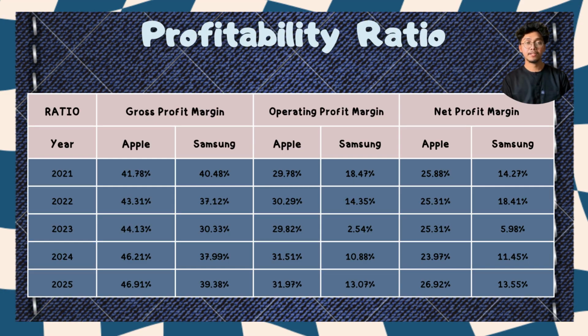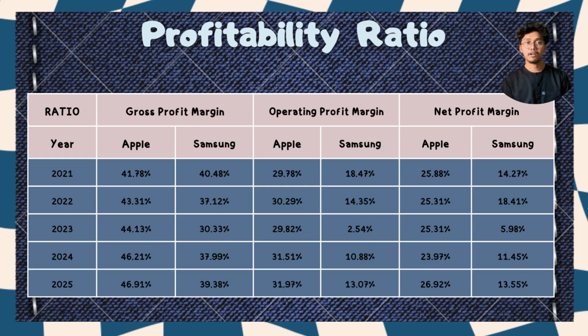Next is the profitability ratios. Specifically, we look at three levels: gross, operating, and net margins. Let's see who managed their money better. First is the gross profit margin. This shows profit after only deducting the cost of making the products. As you can see, Apple is more stable, while Samsung is more affected by market cycles.